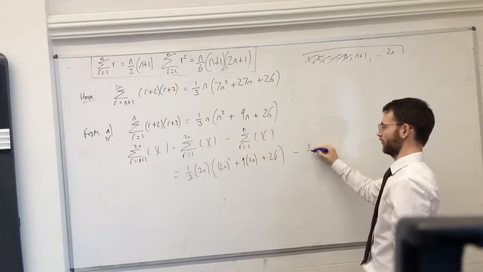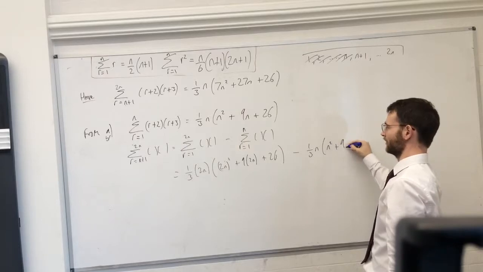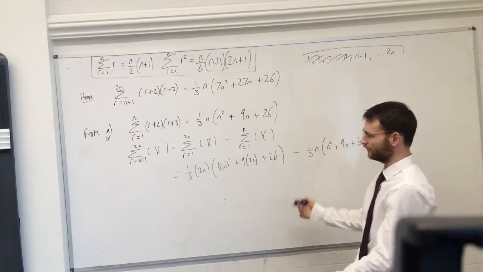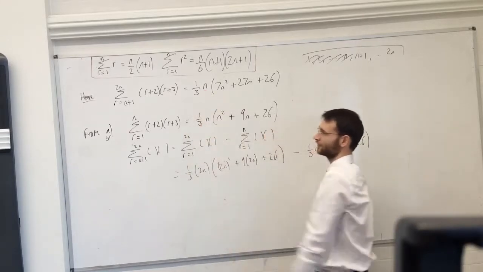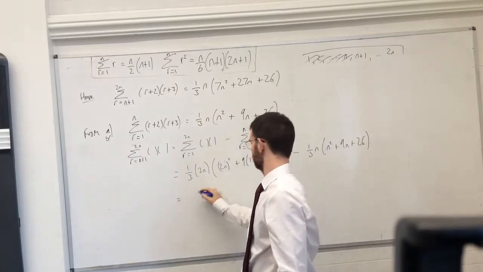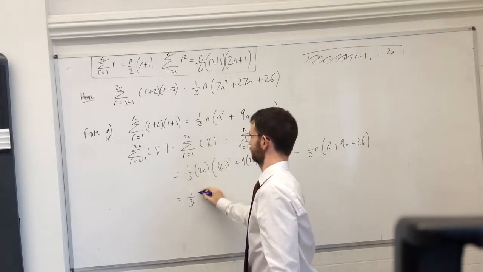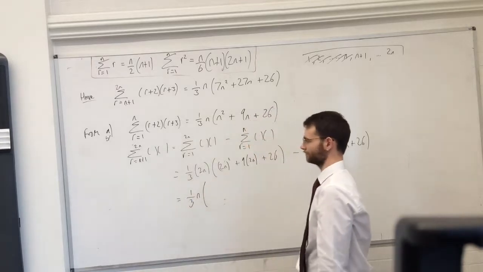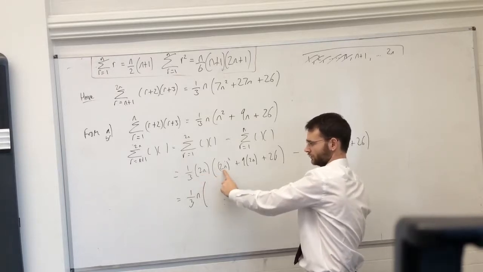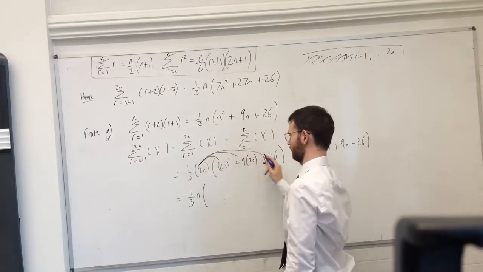So 1/3 n (n squared add 9n add 26). Right, now with these show that questions, it's useful to look at what they've taken out as a factor. I'm going to do that same thing straight away. I know that's a factor, 1/3 n, 1/3 n. Leaving me with a 2 times, and so this 2 is going to multiply each term.